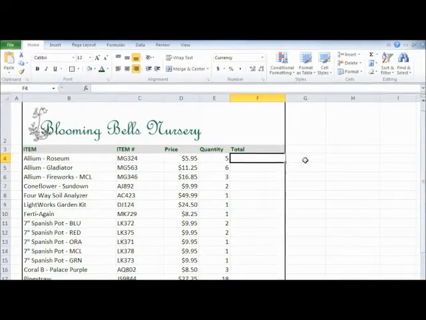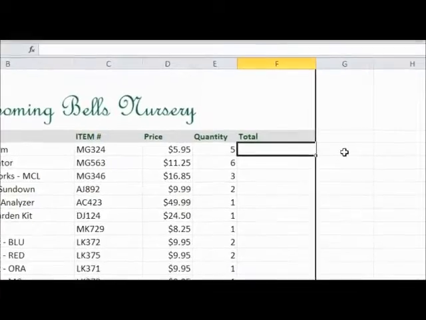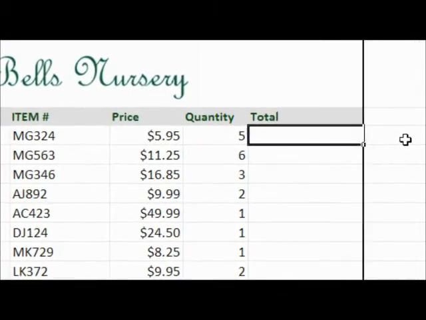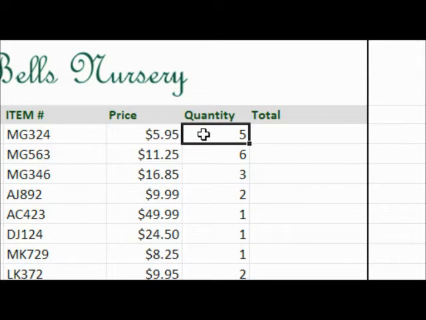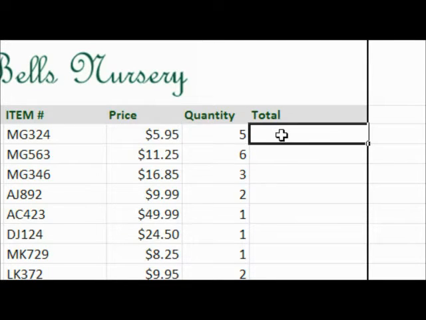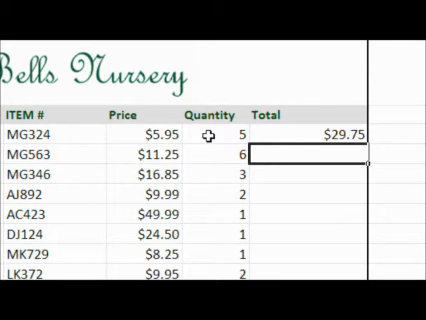Relative references are the default type of reference, and they're probably the type that you'll use most often. In this example, I want to know the amount of money spent on each item, and to do this, I'll need to multiply the price by the quantity. I'll enter my formula here. Start by typing the equals sign, and the formula will be D4 times E4. And then just press the Enter key.